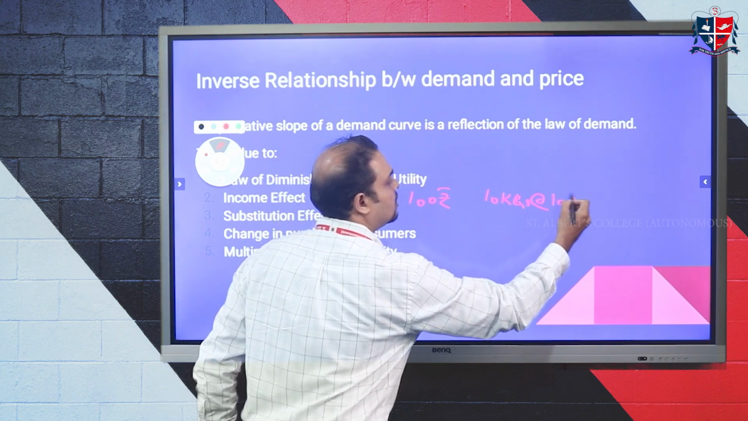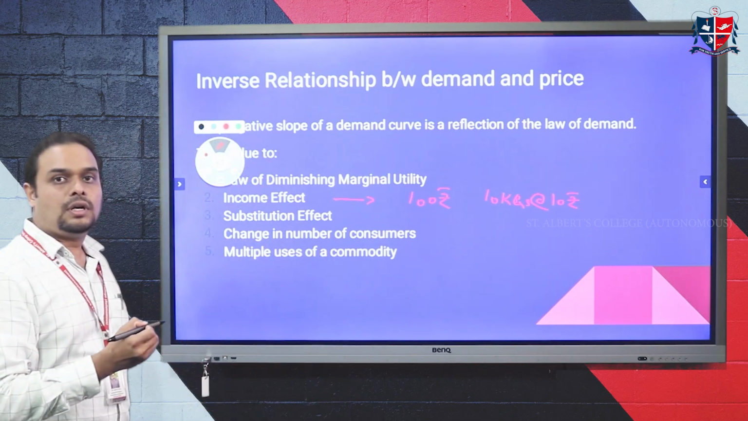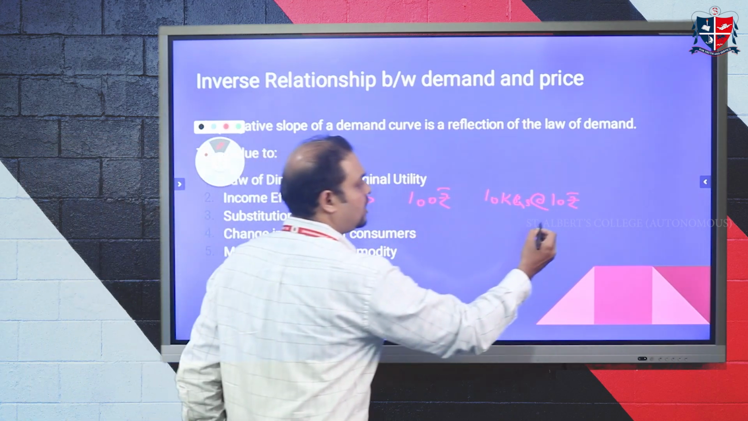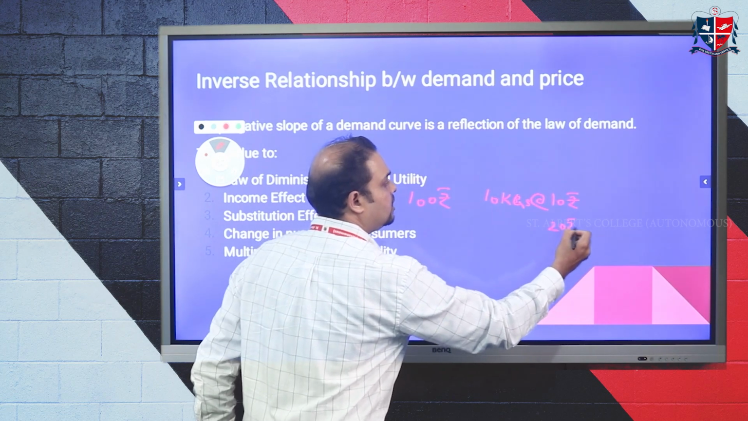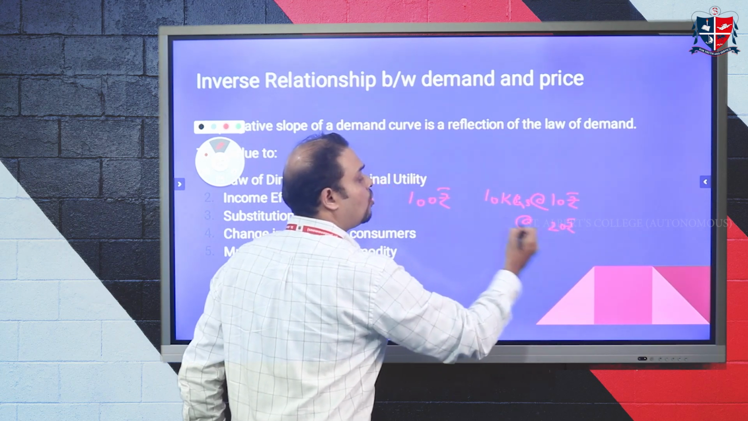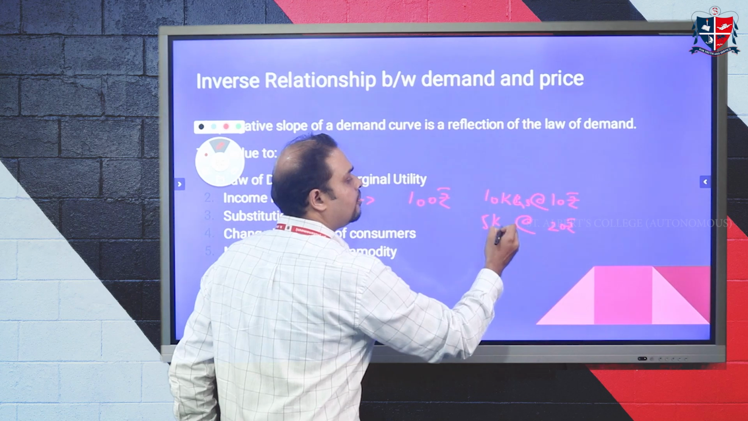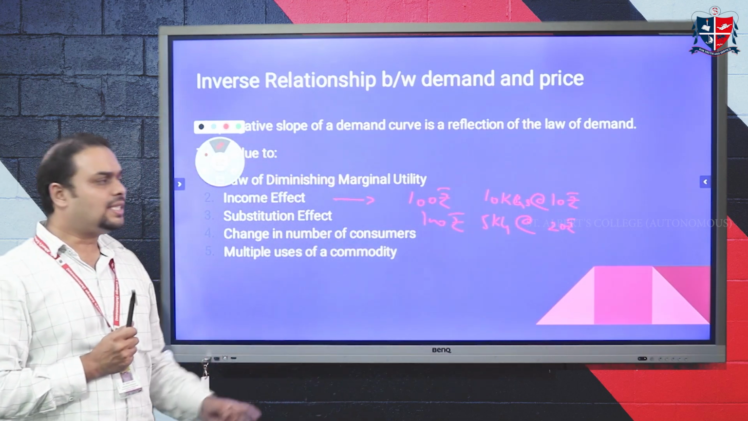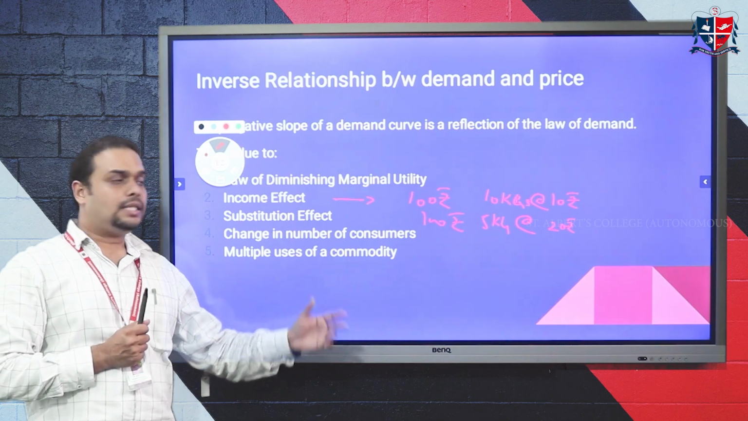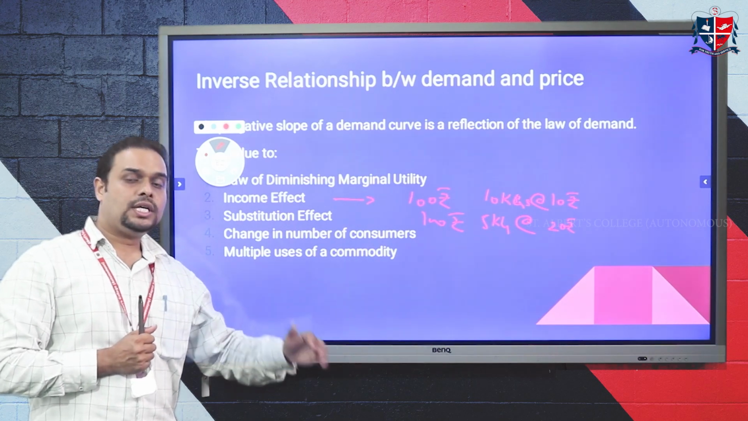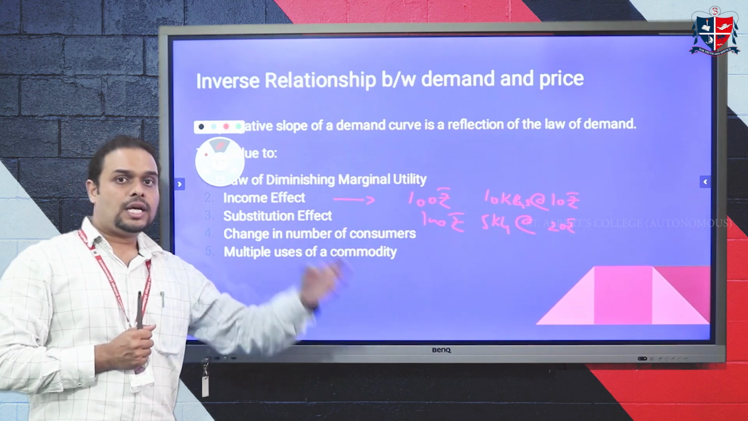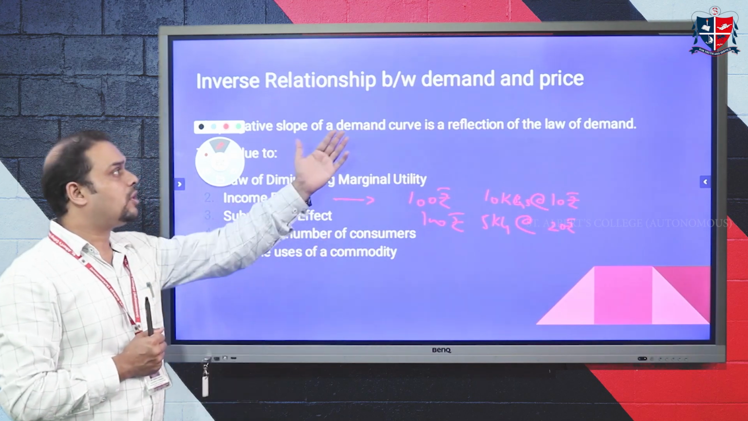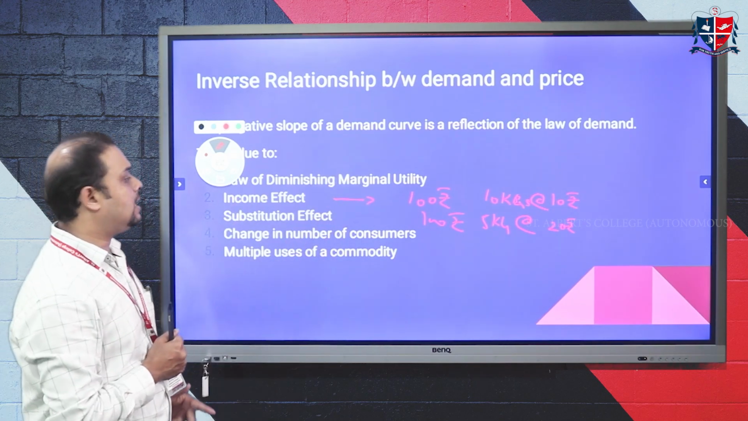at 10 rupees. If the price of the commodity increases to, let's assume, 20 rupees per kg, he can now only buy 5 kgs because his income is still 100 rupees. So this happens if you have a steady income, and this is the income effect. Because of this, if the price increases and you have the same income, your demand would decrease. That is another reason for an inverse relationship between demand and price.